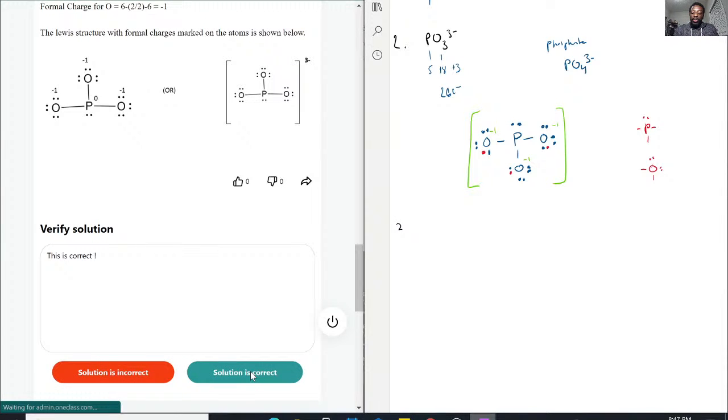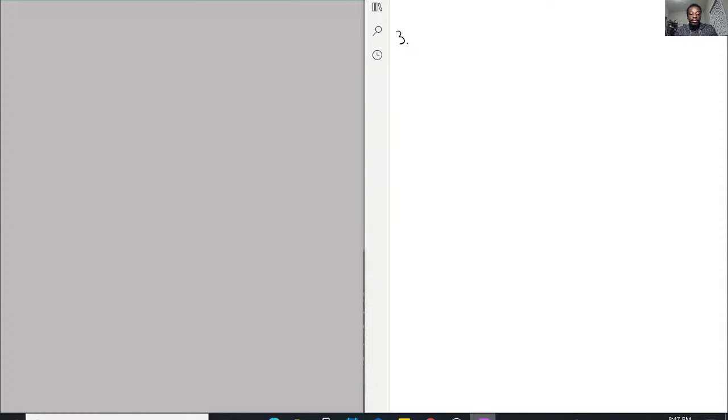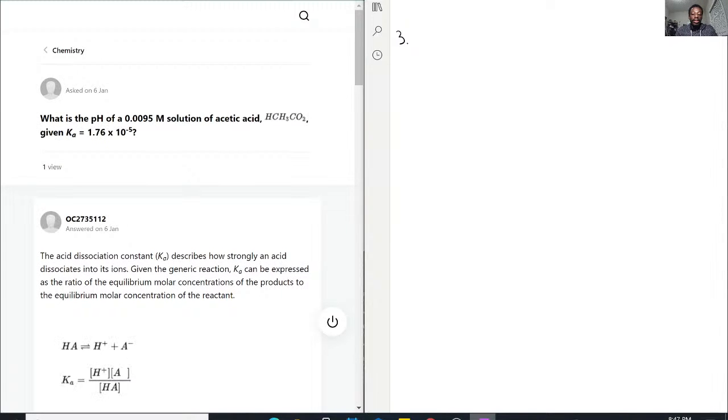Let's move on to question number 3. For question 3, we have: what is the pH of a 0.0095 molarity solution of acetic acid, given that the Ka value is that much? So we're given 0.0095 molarity, and they do give us acetic acid, and they give us that the Ka is equal to 1.76 times 10 to the -5.